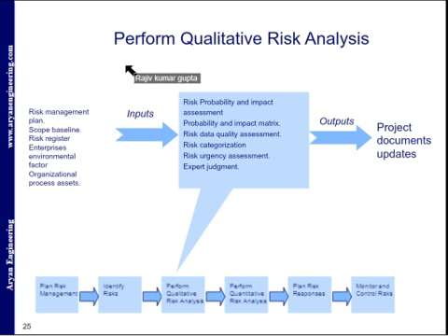Now here is the perform qualitative risk analysis. Perform qualitative risk analysis is the process of prioritizing risk for further analysis or action by assessing and combining their probability of occurrence and impact. You might remember that one of the latter parts of risk management is to determine what you are going to do about risk. Would you want to do something about all the risks identified? Of course not.